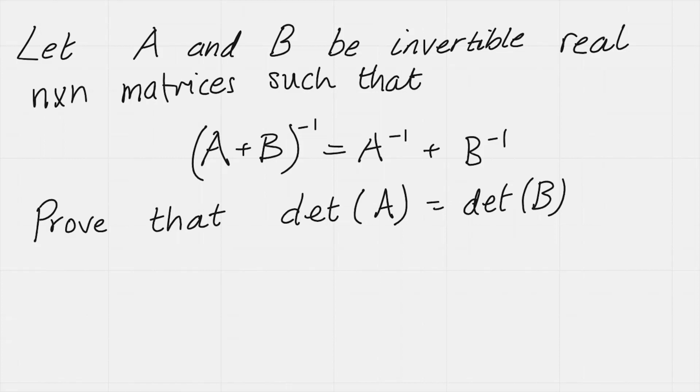Today I've got an interesting problem about invertible matrices. Suppose we have A and B invertible real n by n matrices, such that A plus B is also invertible, and (A plus B) inverse equals A inverse plus B inverse. Prove that the determinant of A equals the determinant of B. So in other words, if we have these conditions satisfied, then it must follow that the determinant of A equals the determinant of B.